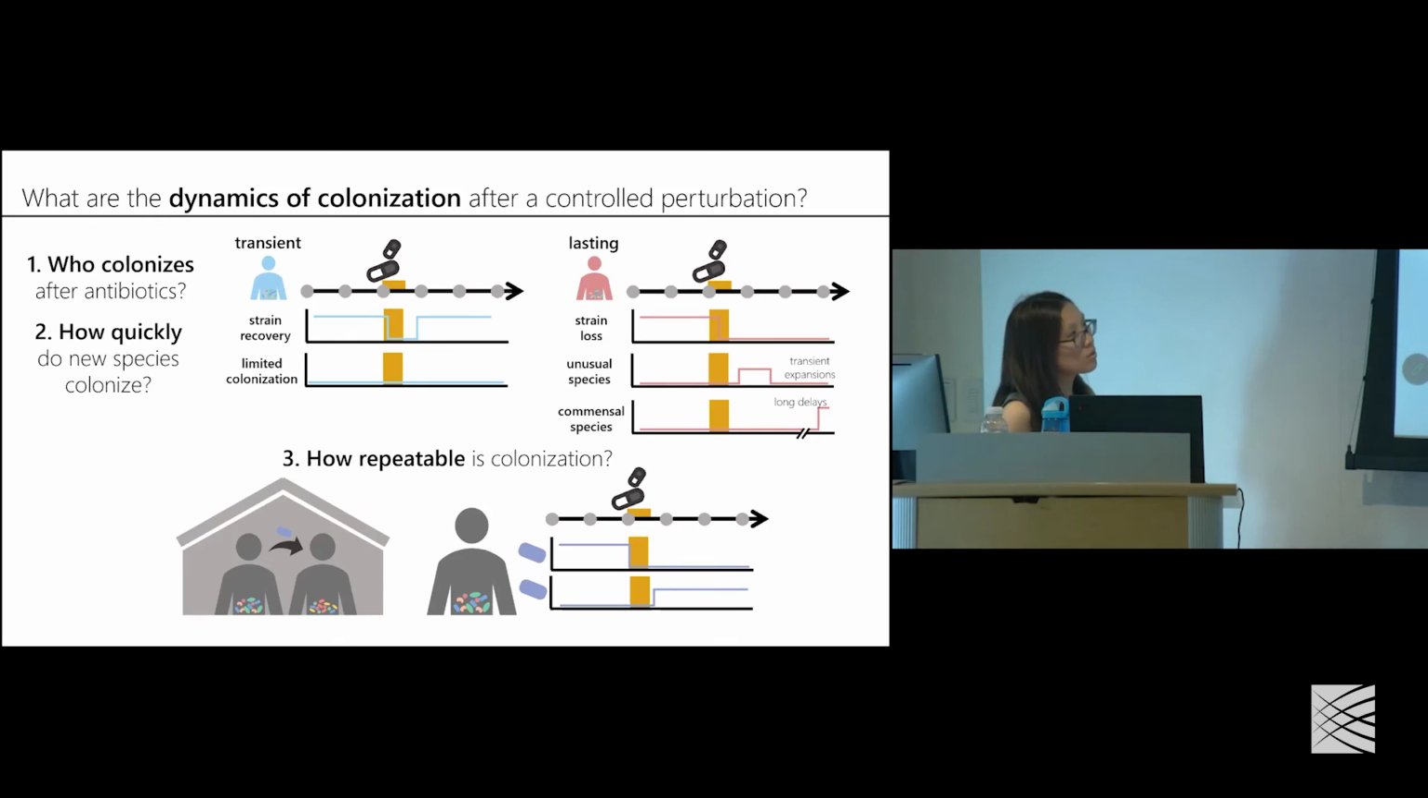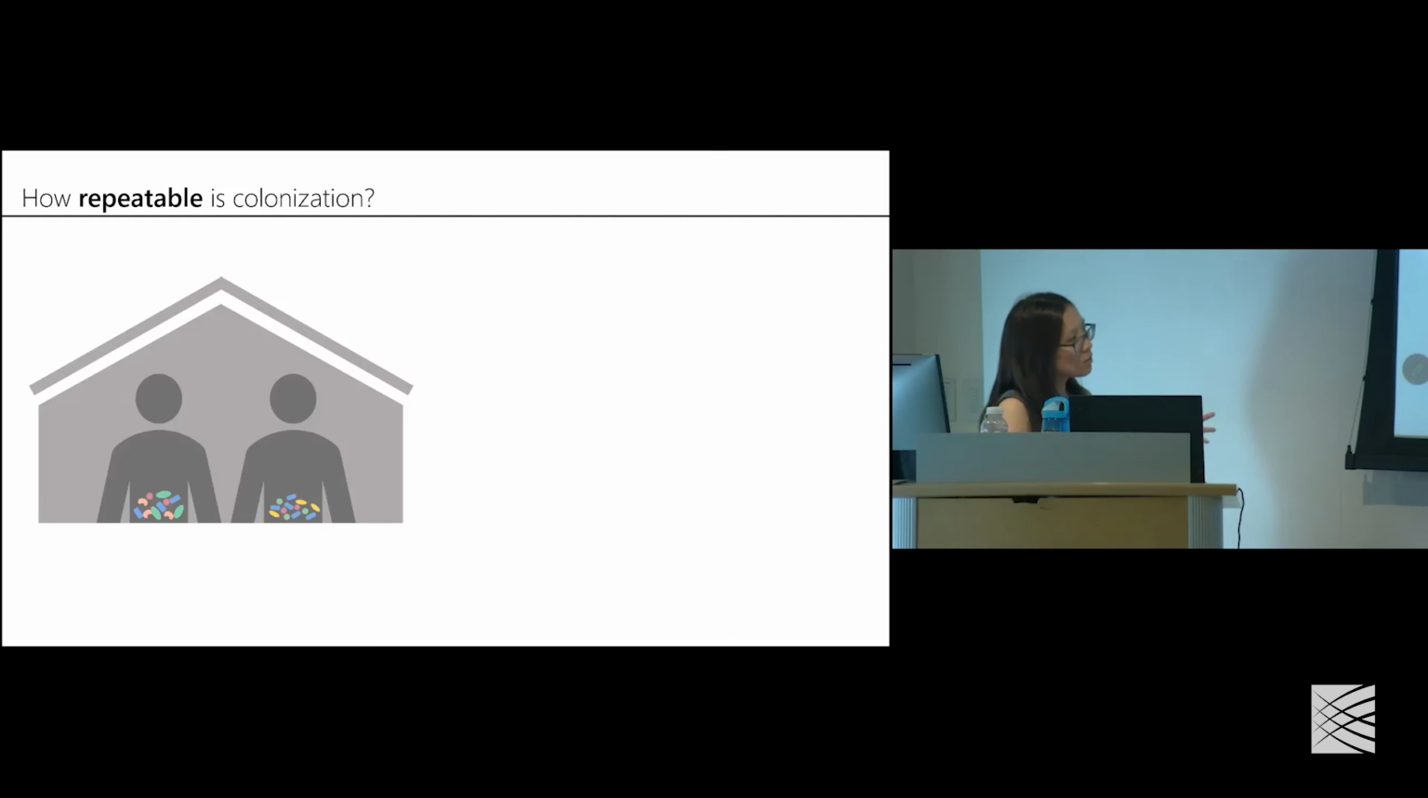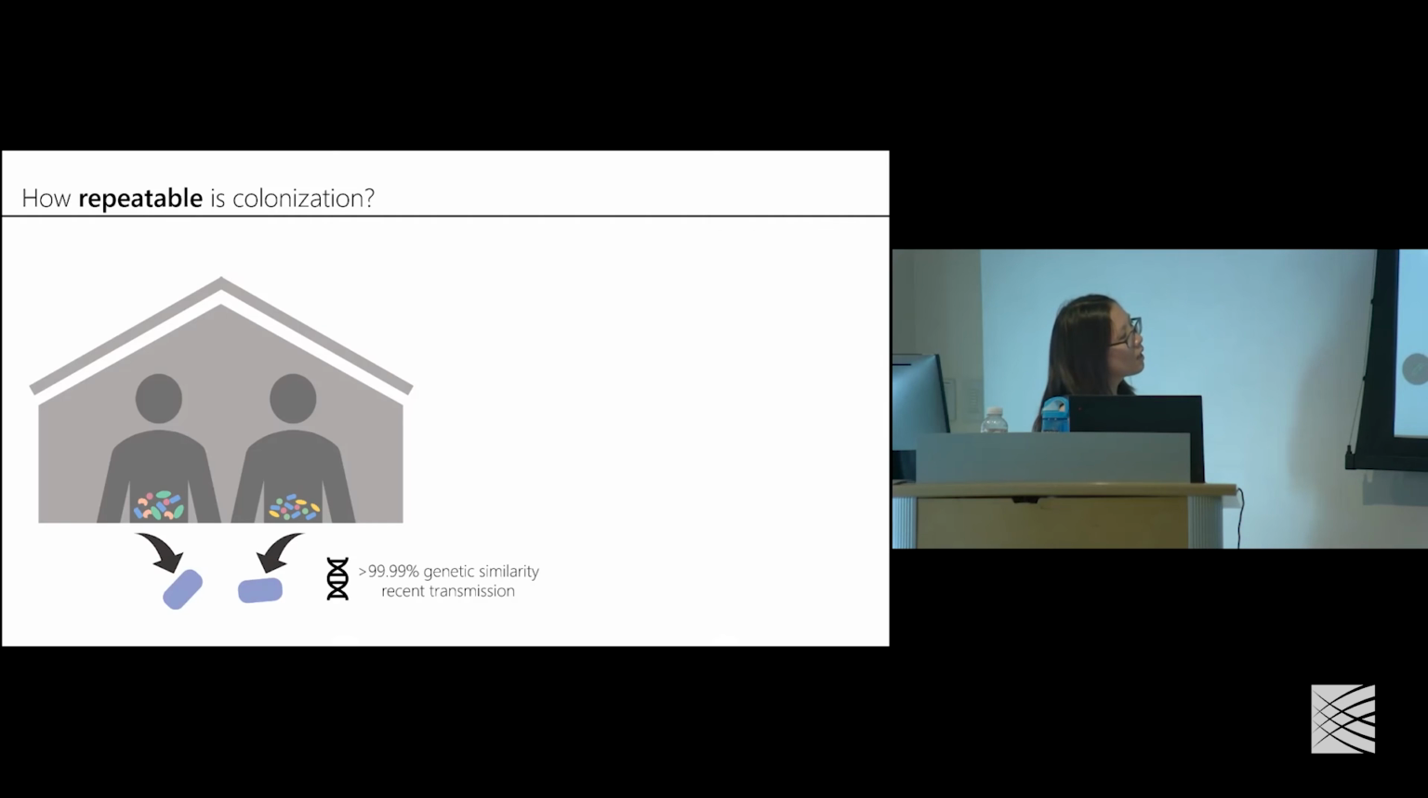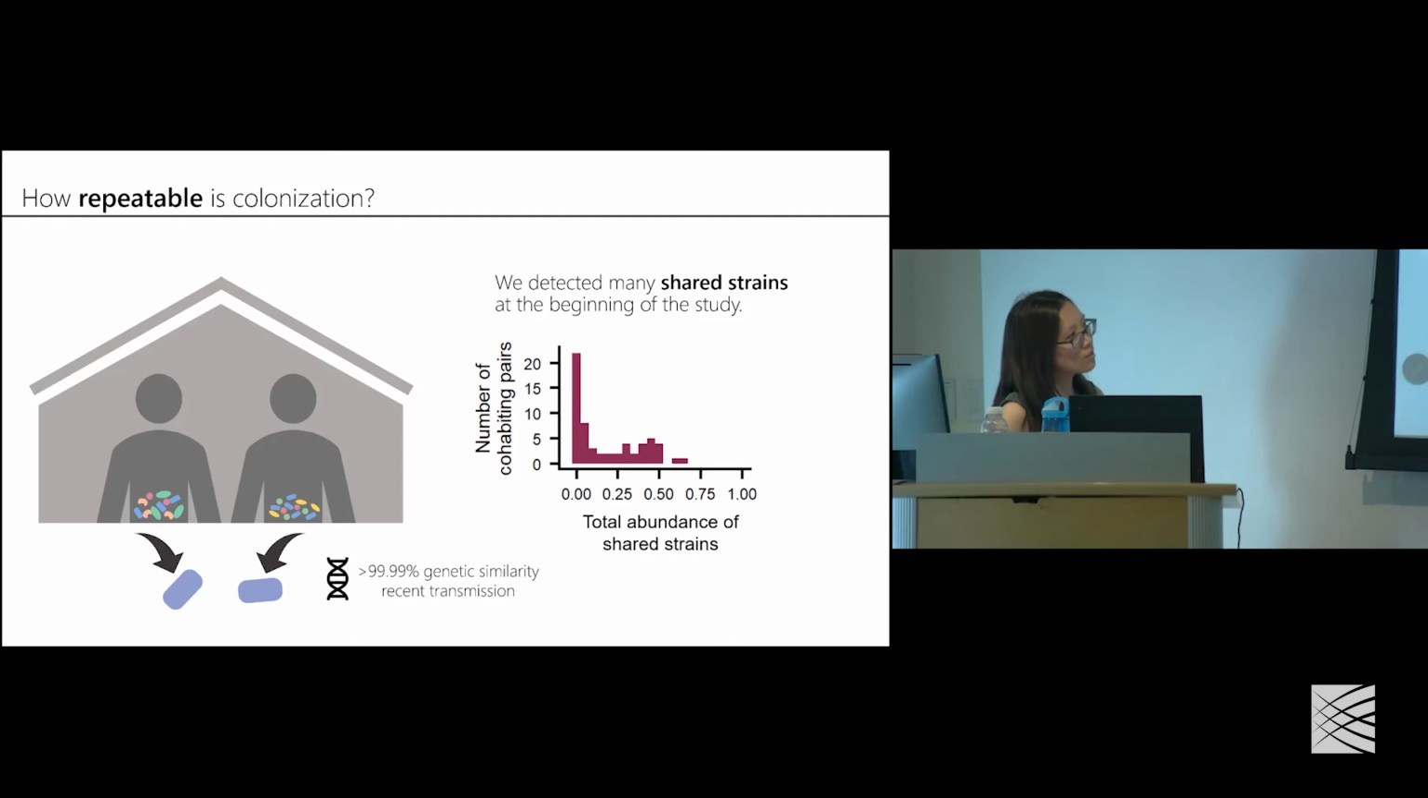All right, so next I want to address this question of how repeatable colonization is within this household setting. Here we're really taking advantage of the fact that we're doing this study in human households. As I mentioned, people who live together sometimes share genetically near identical microbial strains. Using the strain sequencing methods I mentioned to you, we did detect these shared strains at the beginning of the study.